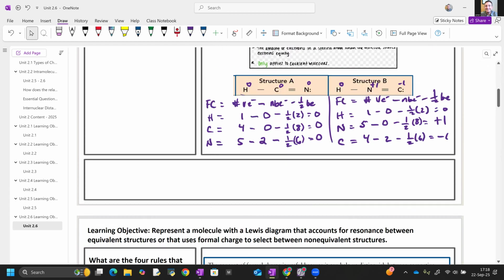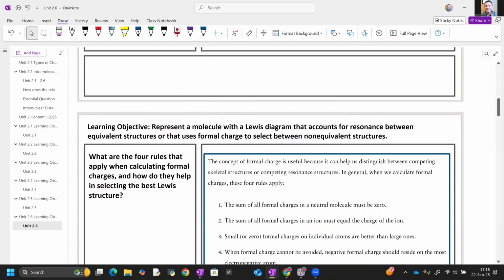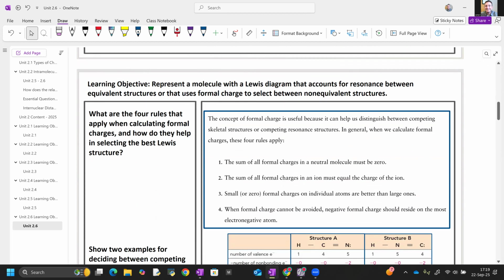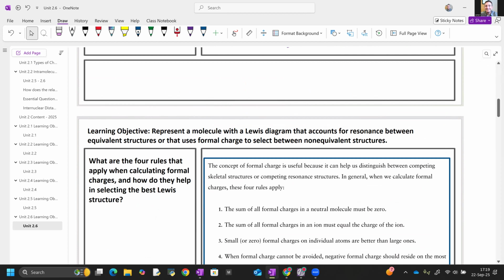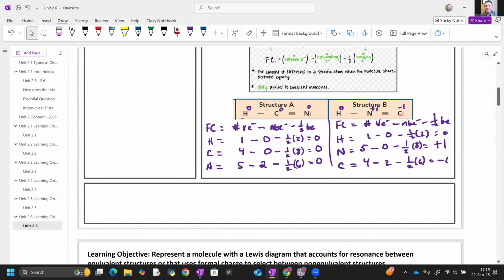All right, so we're going to go down, and there are some rules that we need to apply to formal charge to help select which is the best structure. The concept of formal charge is useful because it helps us distinguish between competing skeletal structures or competing resonance structures. So when we calculate formal charge, we have 4 rules that apply. One is that the sum of the formal charges in a neutral molecule must be 0. And so we see both of these structures, A and B, are neutral molecules.